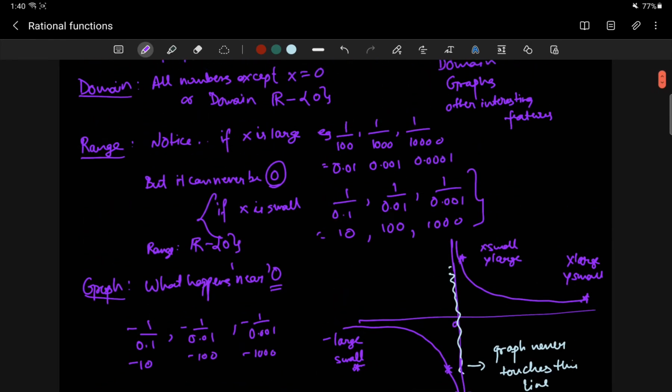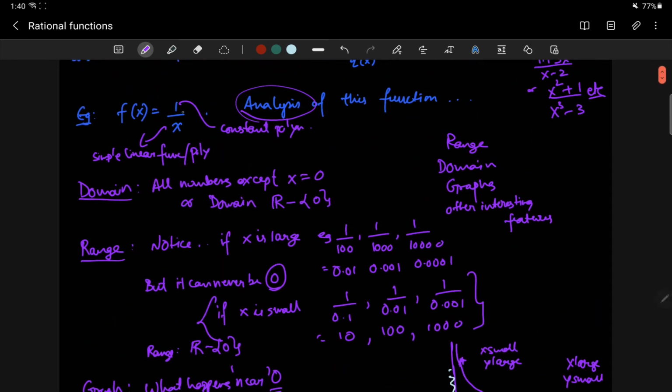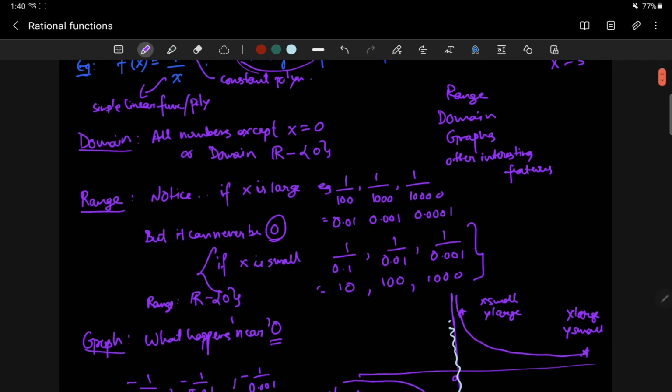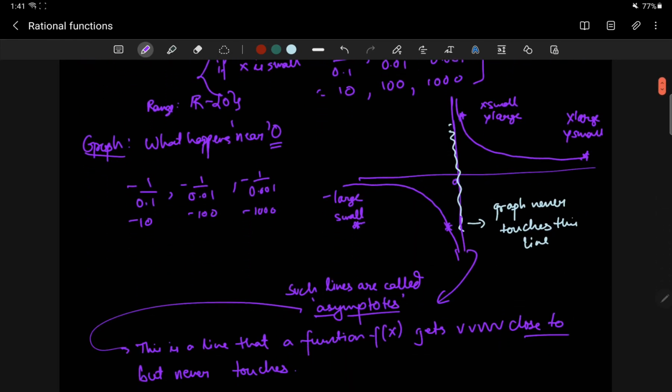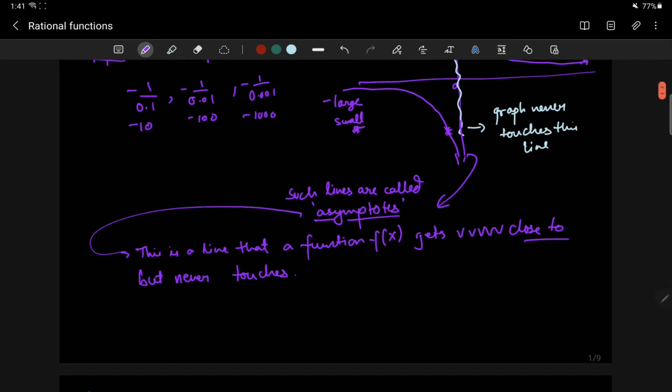Okay, so our first analysis of the function 1 over x tells us that we find the domain. The domain is such that the denominator is not 0. And then we realize that we remove this point from the domain. And to plot the graph, we have to understand what happens near that point 0. What happens near that point 0 is that the graph goes to infinity or negative infinity and never touches this line. It never crosses this line. And we get this new kind of line, which we call an asymptote.